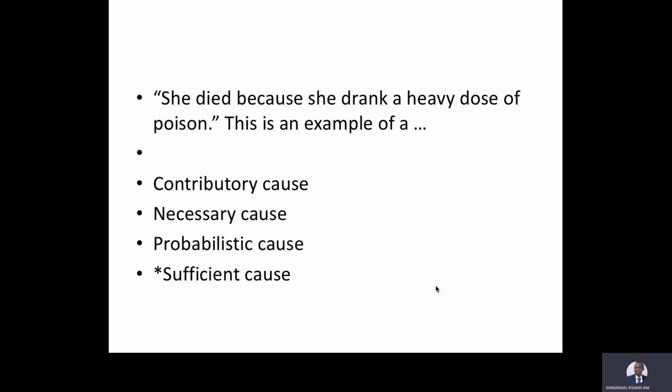She died because she drank a heavy dose of poison. This is an example of a contributory, necessary, probabilistic, sufficient cause. She died because she drank a heavy dose of poison. That should be sufficient cause.